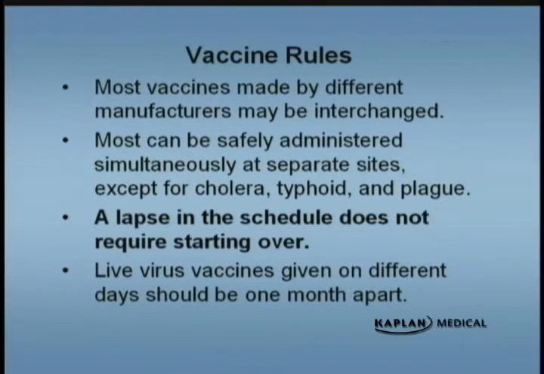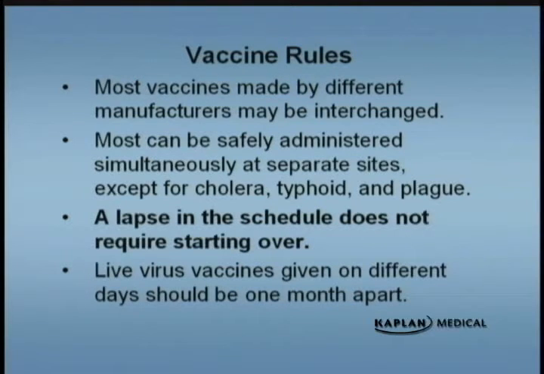A couple of rules about giving vaccines. This may be information that you need to answer a question, as they may give you a scenario where a child presents in a certain manner and they'll ask you what vaccine should be given or how many or when, and you'll be able to answer them. You can give different vaccines given by different manufacturers. They're basically the same, so you can go ahead and change manufacturers. Most vaccines can be given simultaneously, but at separate sites without any problems.